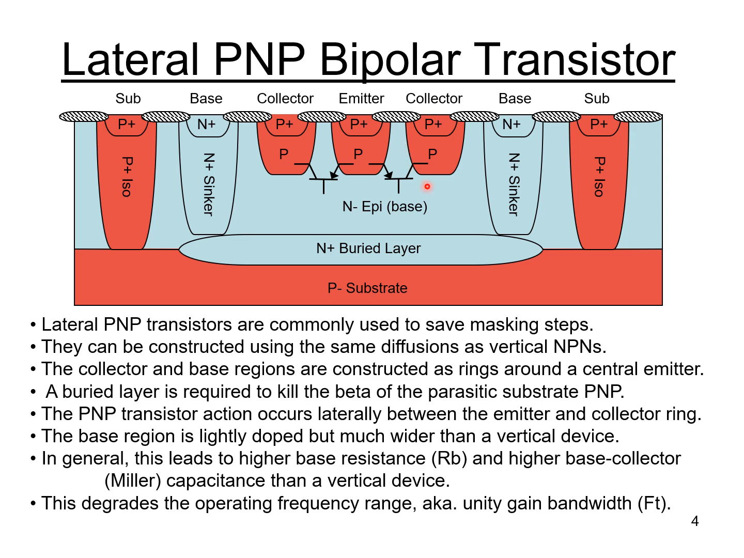That base collector capacitance is often referred to as Miller capacitance, and it gets multiplied up by the beta of the transistor when the device is operating. So even a small Miller capacitor can look like a much larger capacitor because it gets gained up by the gain of the transistor. The higher RB and the higher base collector capacitance tend to degrade the operating frequency range of this type of transistor. This is often referred to as the unity gain bandwidth, or the FT of the transistor.